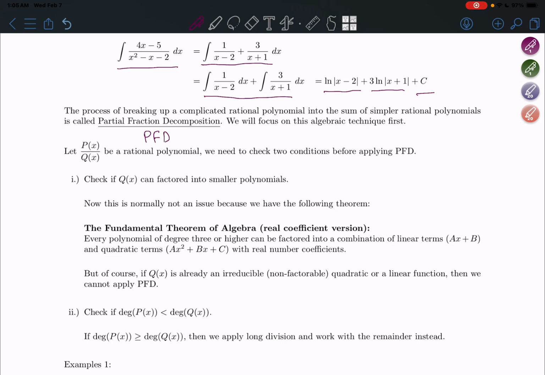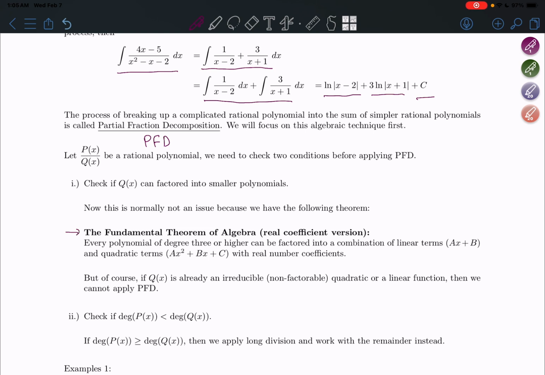Normally, this is not a concern because we have this big juicy theorem that I'm in no way or shape able to justify for you, but it basically says, the fundamental theorem of algebra, not the fundamental theorem of calculus. The fundamental theorem of algebra says any polynomial of degree 3 or higher can be factored into degree 2, which is quadratic, or degree 1, which is a linear function, that are irreducible, aka cannot be factored anymore.